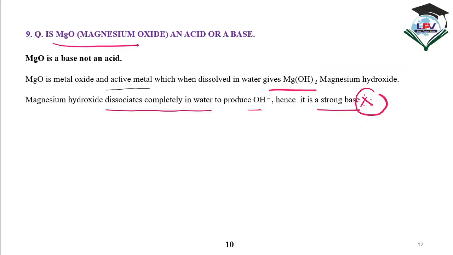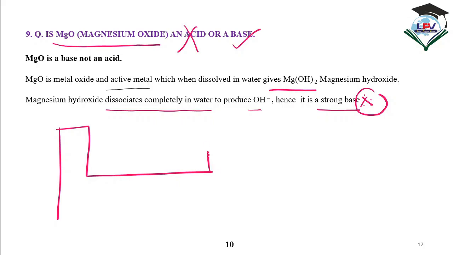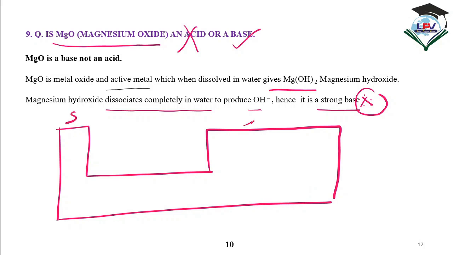Magnesium oxide is not an acid, it is a base. Let me explain how to understand this concept. I'm going to draw a periodic table. I hope you remember a few of the elements in the periodic table. This is the S block, P block, D block, and this is the inert elements. 1 and 2 are alkali and alkaline earth metals.